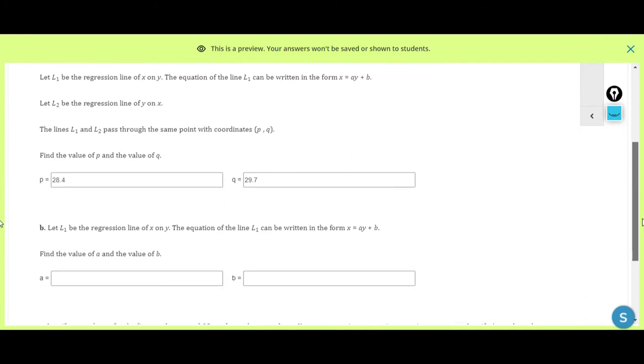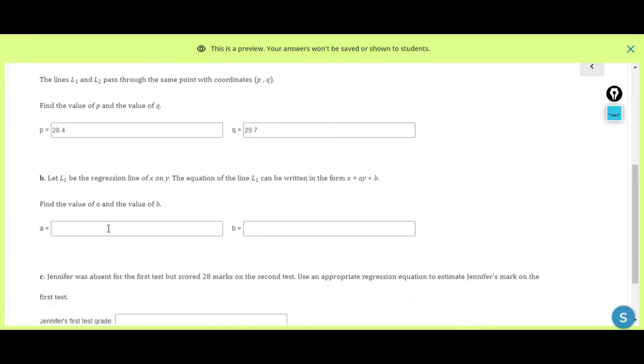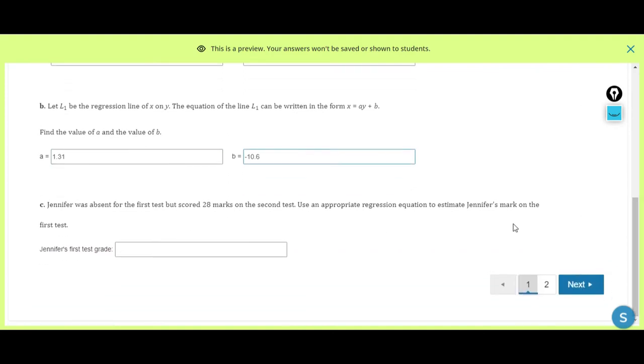And now we come down here, and they actually want us to type in the slope and the y-intercept of the regression equation we already ran on our TI Inspire. So that was 1.31 and negative 10.6. We have one more where I hope we're using the same regression equation. We don't have to switch because that would be confusing. We have Jennifer who scored 28 on the second test.